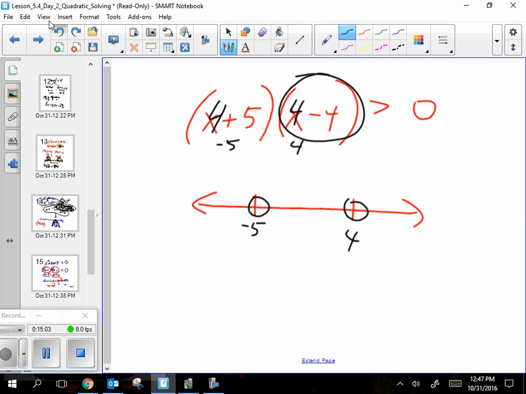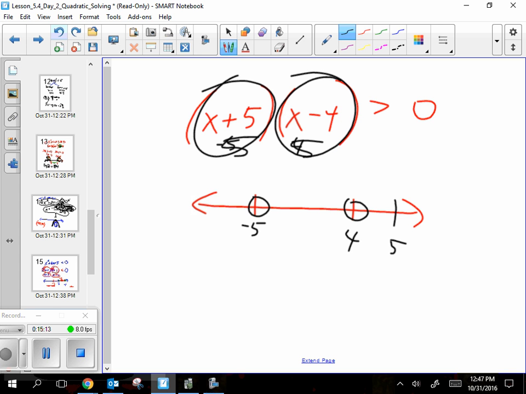So this is, again, testing intervals. And then I'm going to test something bigger than 4, like 5. And if I put in a 5 here and here, it'll be 10 and 1, and that's 10 times 1 is 10, is bigger than 0 for sure. I was right. It's shaded on the outside. Yay. Okay.